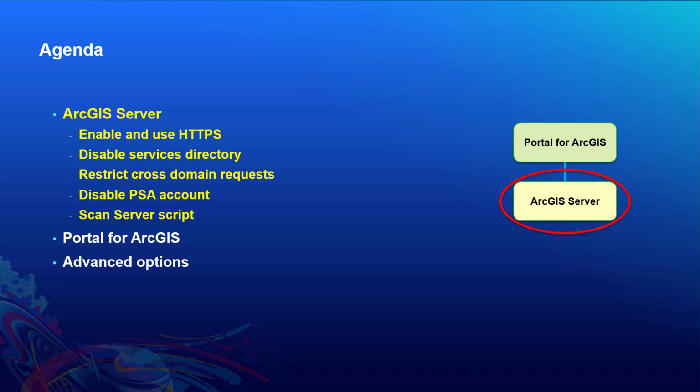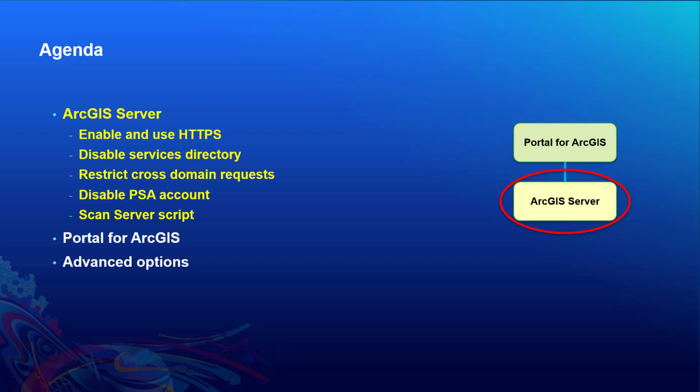We'll talk about disabling the services directory and why we recommend doing that. We'll discuss cross-domain requests in the context of ArcGIS Server. That's CORS type stuff. We'll talk about the hows and whys of disabling the PSA. That's the primary site administrator account with ArcGIS Enterprise. And we'll talk about serverscan.py.